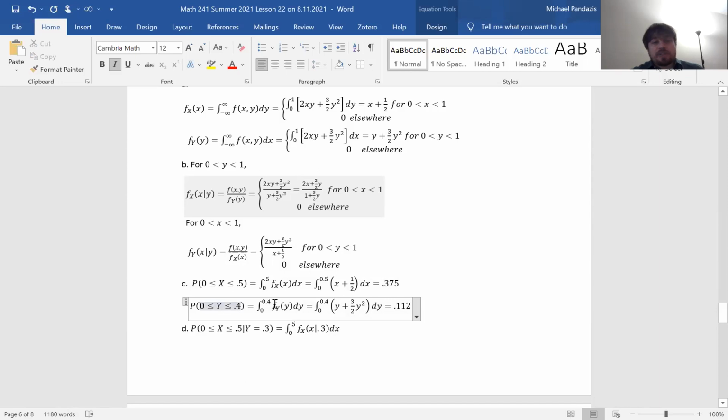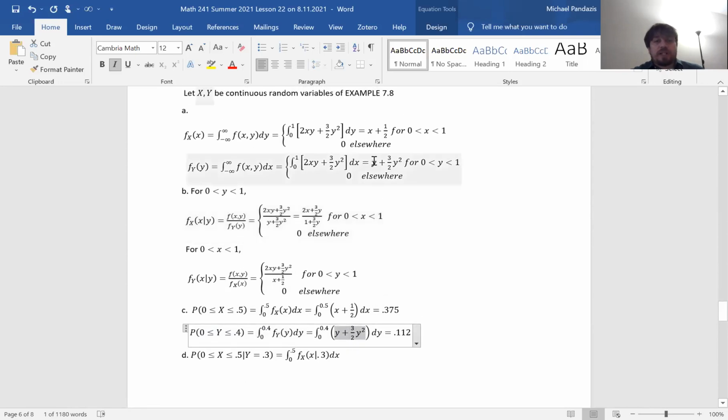Here, you integrate from 0 to 0.4, like I was saying, of the marginal probability function of y. And this is the marginal probability function of y. It's y plus 3/2 y squared. In this, from 0 to 0.4, that falls within 0 to 1. And so that is the PDF there. And you calculate this integral and you get 0.112.